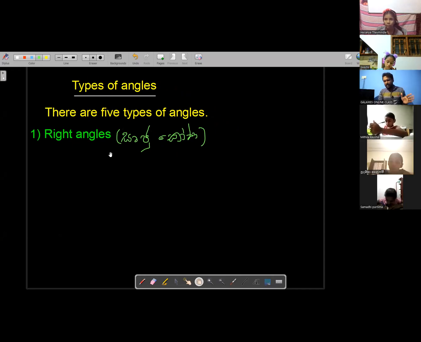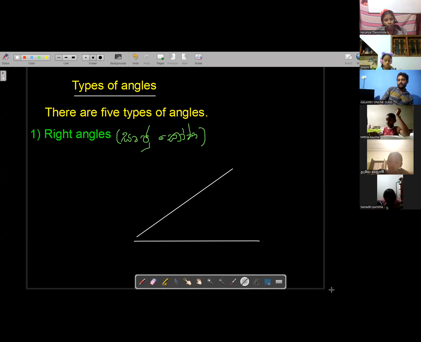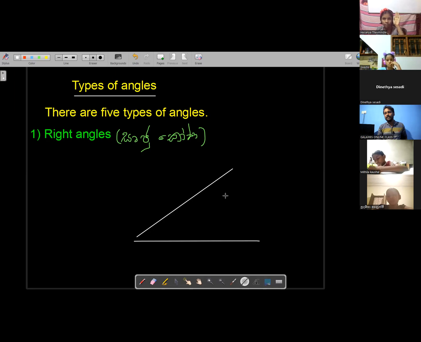Okay, before going to discuss about the right angles, I will draw some figures on the screen, okay? Can you tell me? I drew an angle, no? Shiny, look at the screen. I drew an angle, no? Yes or no?